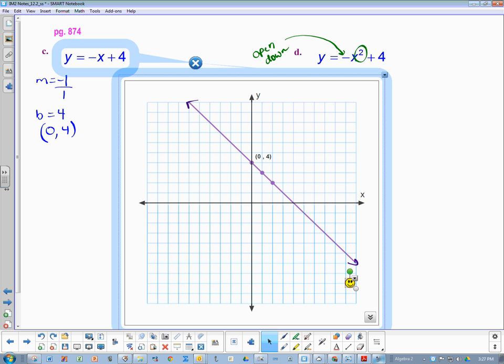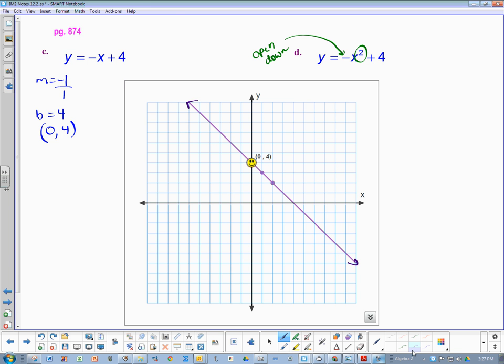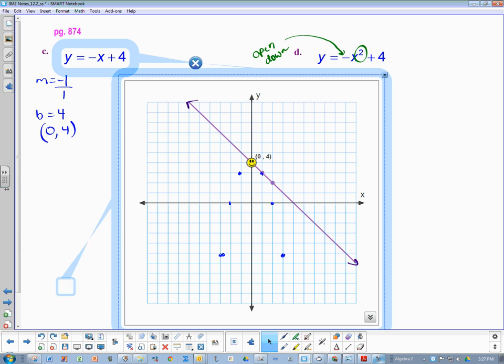Okay. We're going to come up here. That is going to be your actual vertex. And it's going to look like this. And you can test this on your calculator if you want. Go ahead and graph these and connect them. And there you go.